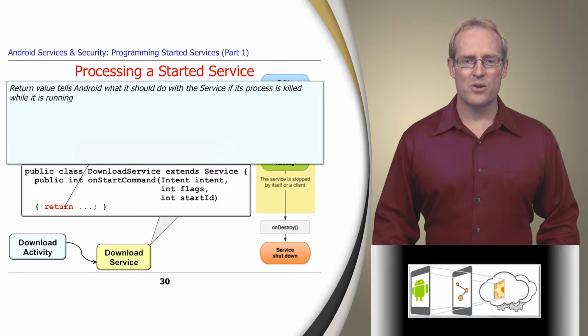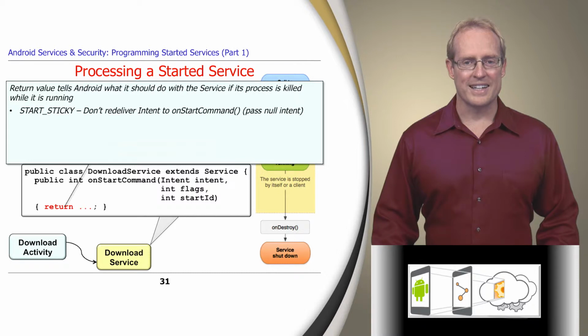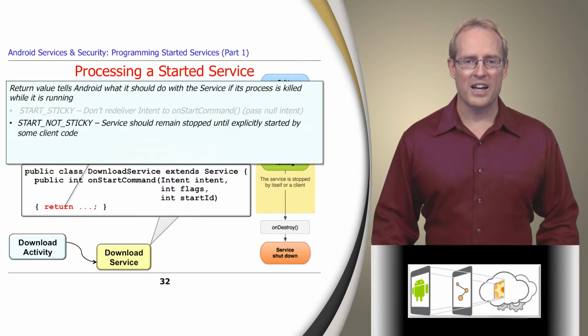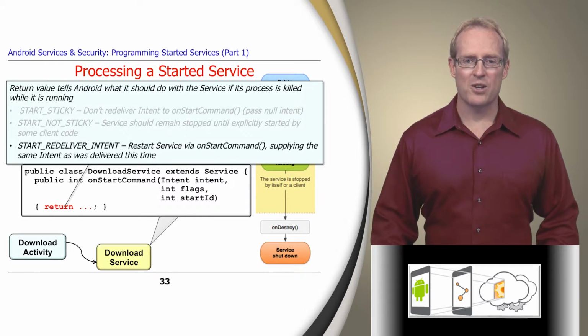Instead, this return value tells Android what it should do with the service if its process is killed while the service is running. The valid return values are Start Sticky, which tells Android not to redeliver the intent to onStartCommand when the service is restarted. Likewise, the Start Not Sticky return value tells Android the service should remain stopped unless it's explicitly started by some client code. And finally, the Start Redeliver Intent value tells Android to restart the service via onStartCommand, supplying the same intent as was delivered to it this time.